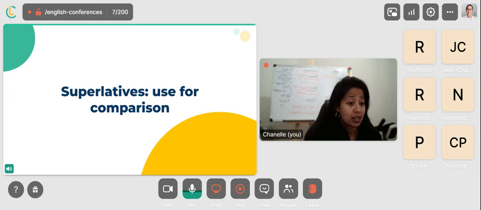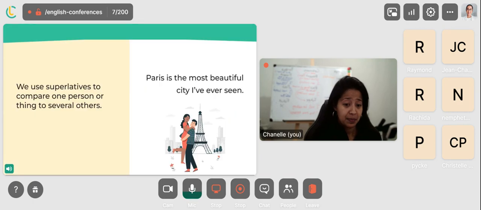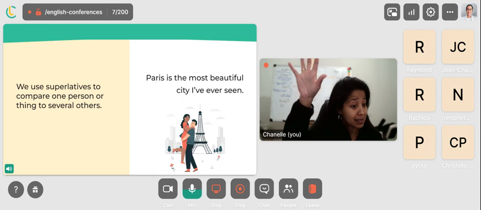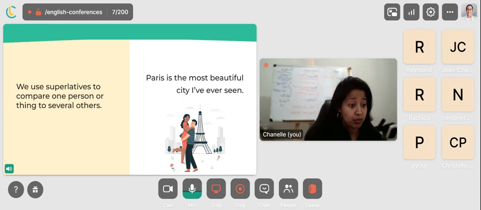How do we use our superlatives? We use superlatives to compare one person or thing to several others, but not in a comparison. We use it to say that it is the highest or the lowest. So Paris is the most beautiful city I've ever seen. As an example, you are saying that out of every city I have seen, Paris is the most beautiful.